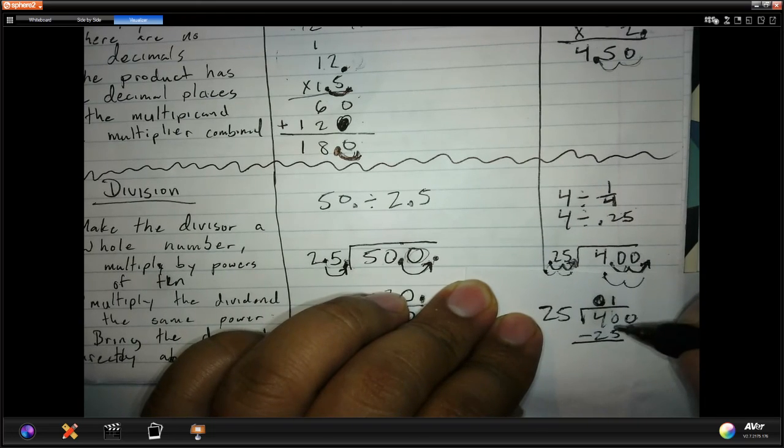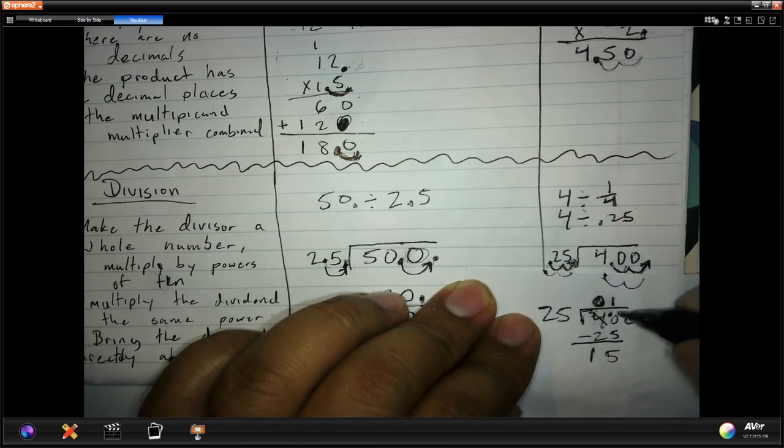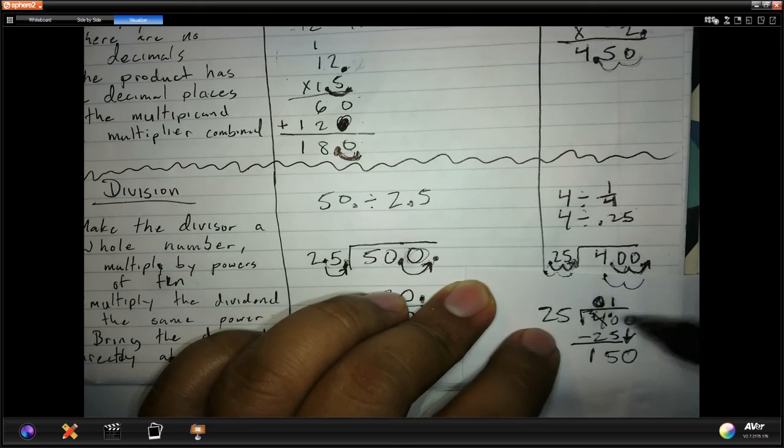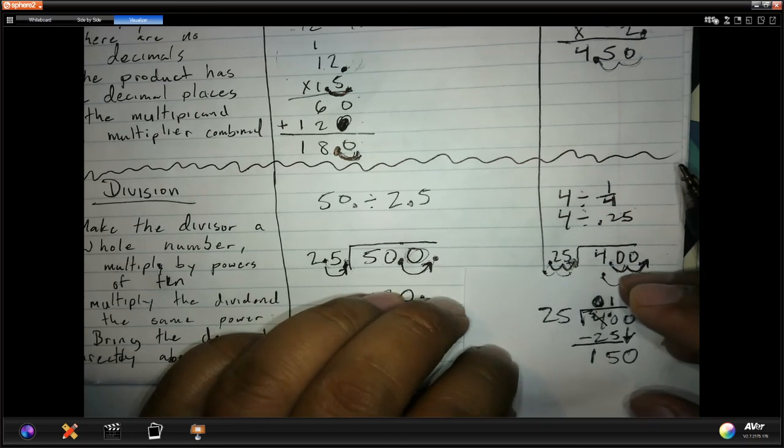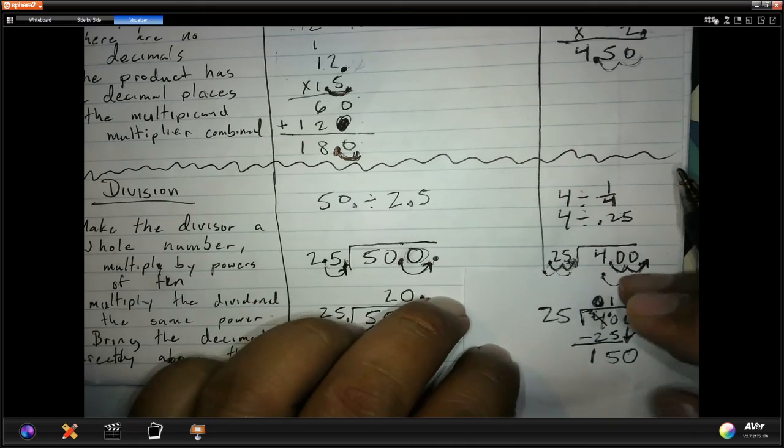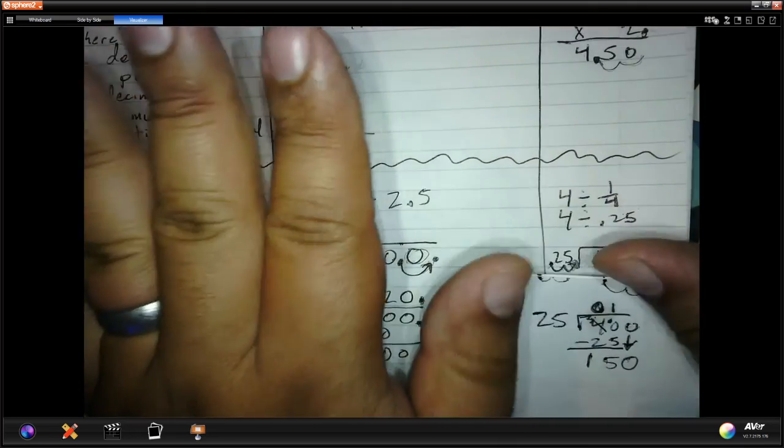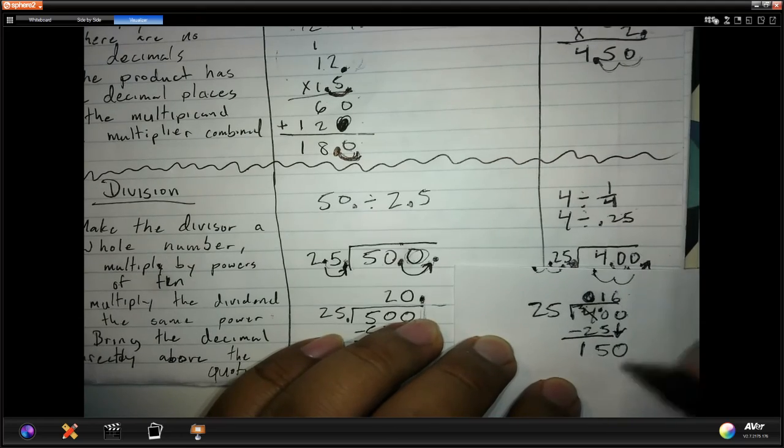So if I subtract it, how much will I have left over? Got to borrow one from here. This becomes a 3. This is a 10. So 10 minus 5 is 5. 3 minus 2 is 1. So I have 15. But now I'm going to go to my next place value, so I bring down the 0. This becomes 150. And how many 25s are in 150? 25, 50, 75, 100, 125, 150. So that's 6 times.